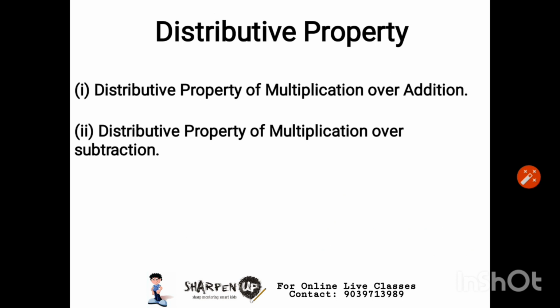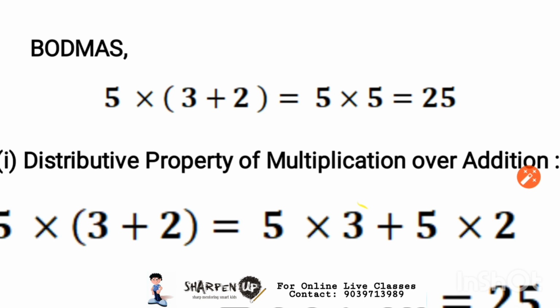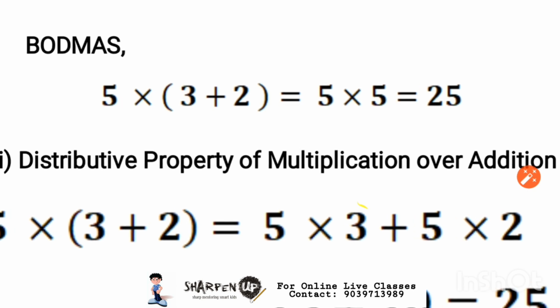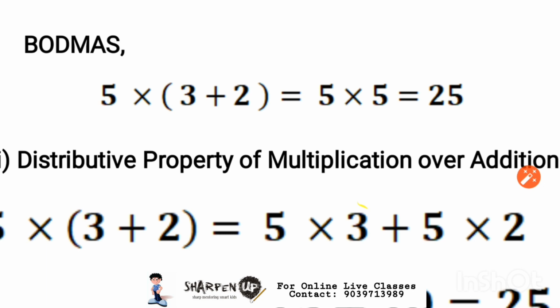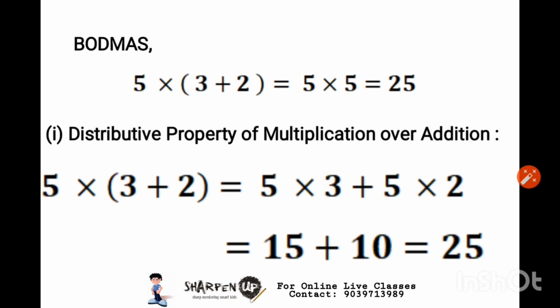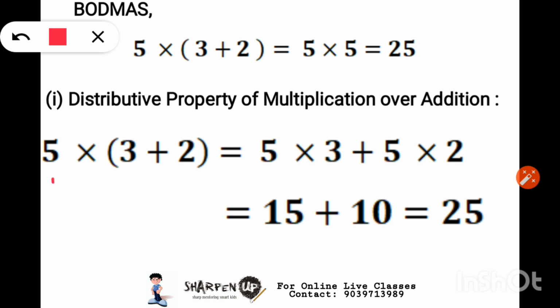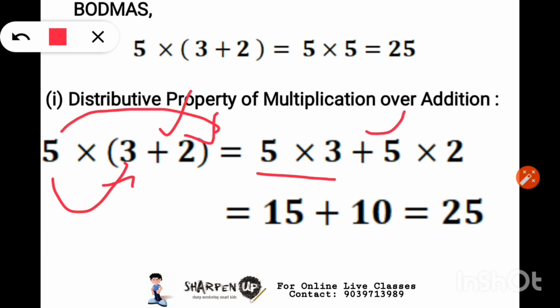Distributive property. This is the property of multiplication which is performed over addition and subtraction. Suppose I have an expression. Suppose if I have to solve this expression through the BODMAS rule, then first I will solve the value which is in the bracket, then the result will be multiplied to 5. But if I have to solve the same expression through the distributive property, then what I will do, I will first multiply 5 to 3, as we can see here, then put the plus sign, then I will again multiply 5 to 2, then I will perform the operation according to the BODMAS rule and get the answer.